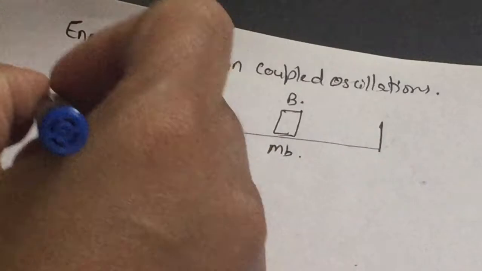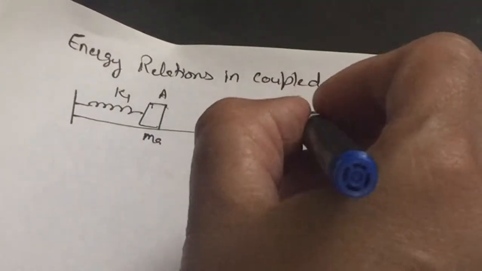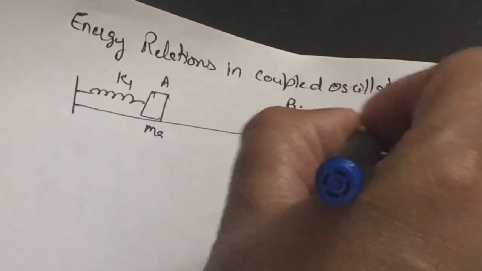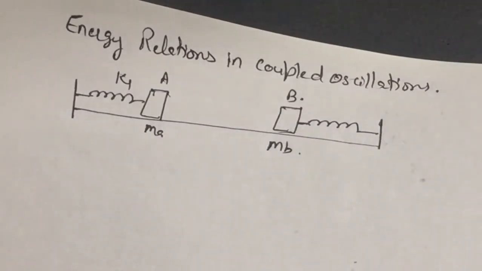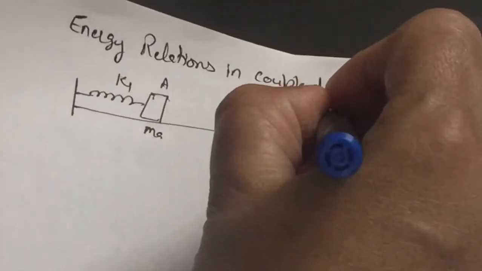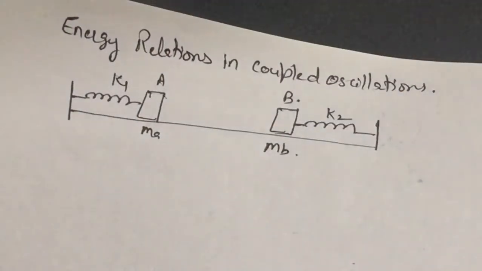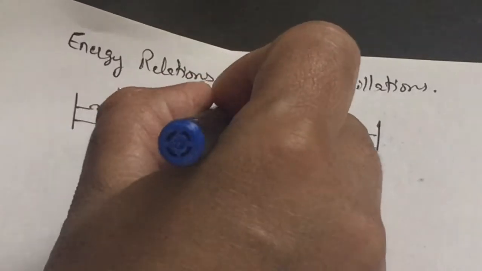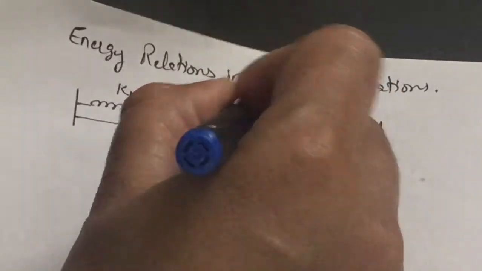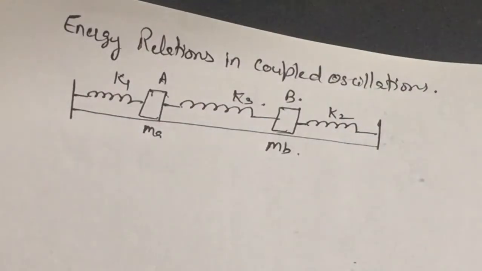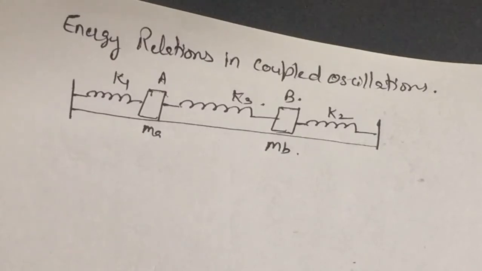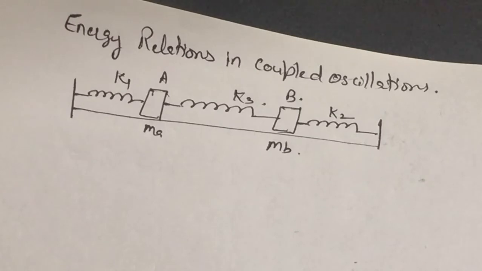The first mass A, or mA, is connected with a spring having a spring constant K1, and the second mass, which is B or the particle B, is connected with a spring K2, and both the springs are attached to a coupling spring K3. This K3 will couple the motion of the first particle to the second particle. Without K3 there should be no coupling.